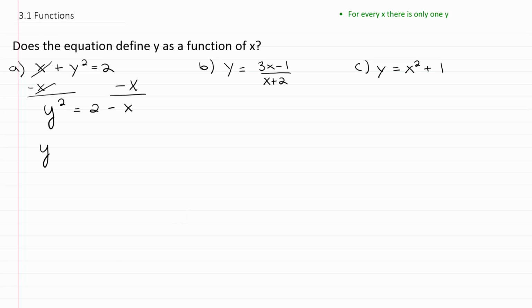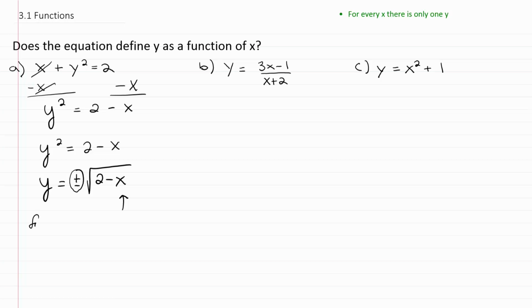And then from there, y squared being equal to 2 minus x will lead us to say that y is equal to plus or minus the square root of 2 minus x, because we take the square root of both sides to remove the square on the y. Now you can see that for every x you plug in here, you're going to get 2 answers out.